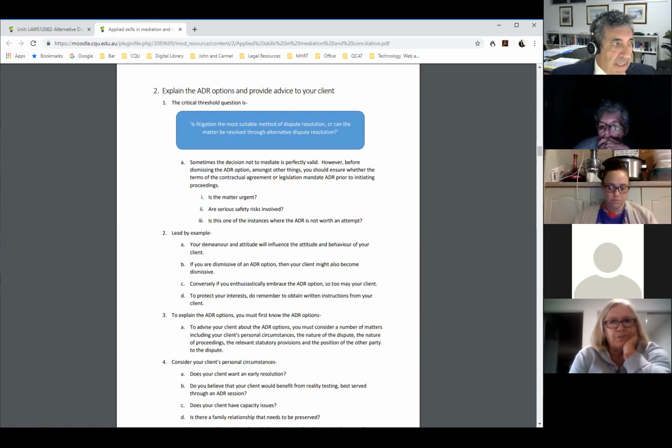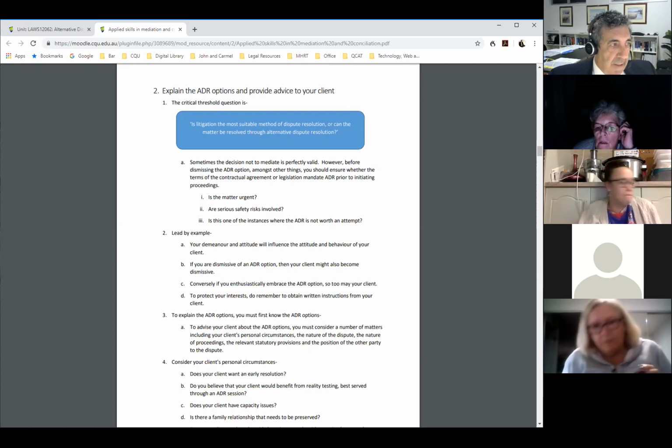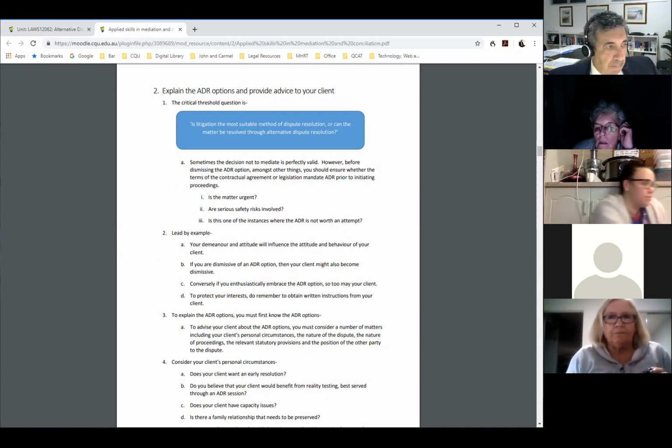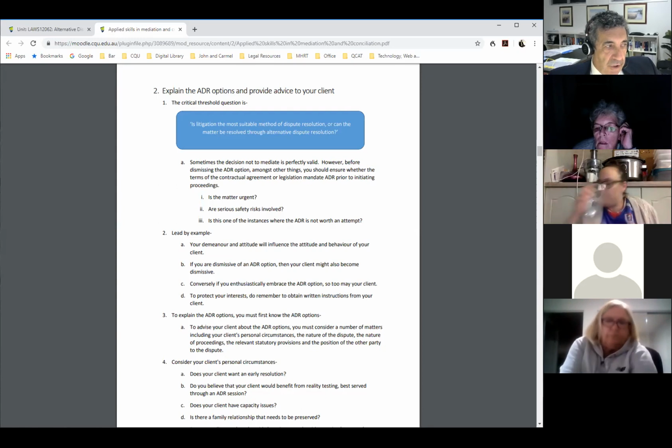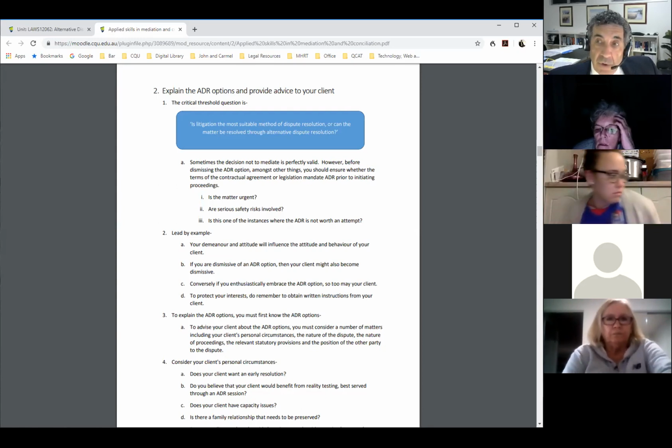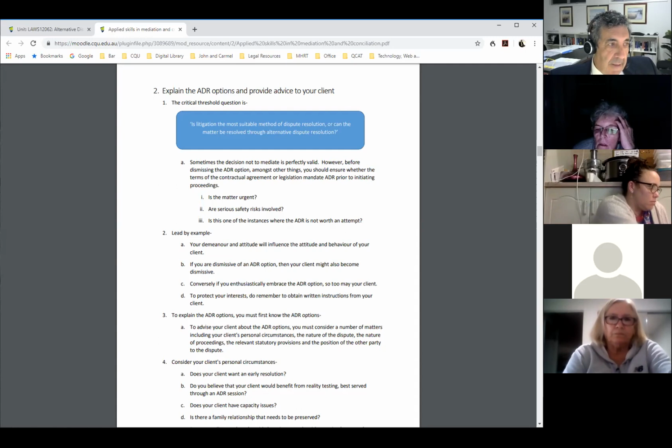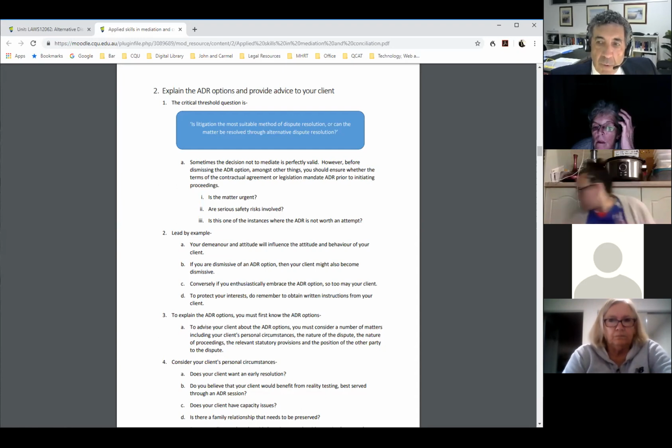So number two, lead by example. So this is really what I'm getting at in terms of your attitude as a practitioner to ADR, because your demeanor, your attitude will influence the attitude and behavior of your client. If you dismiss ADR, then your client might also become dismissive. But if you're enthusiastic and you embrace it, so too may your client. But again, this is often overlooked, and from a practical perspective, it's very important.